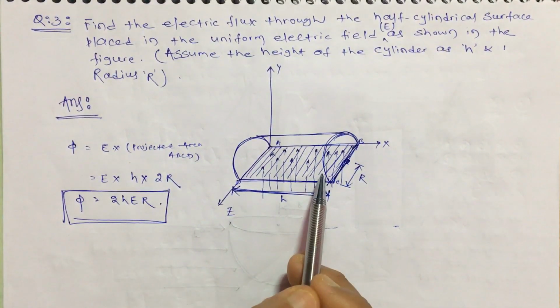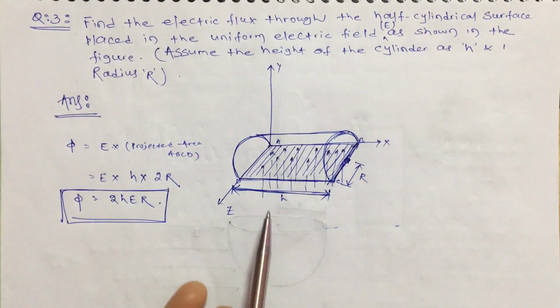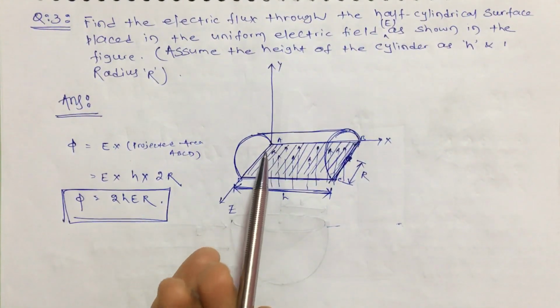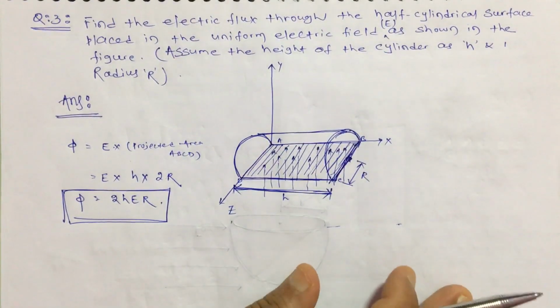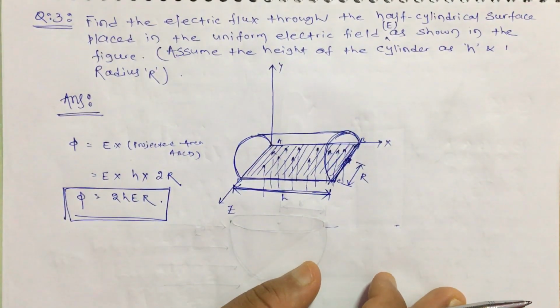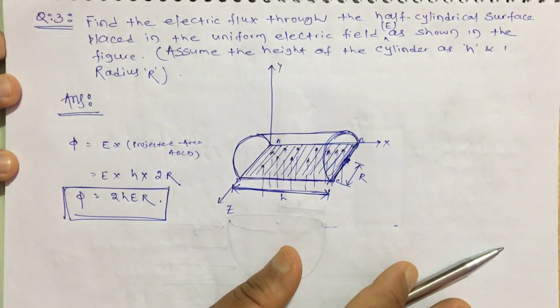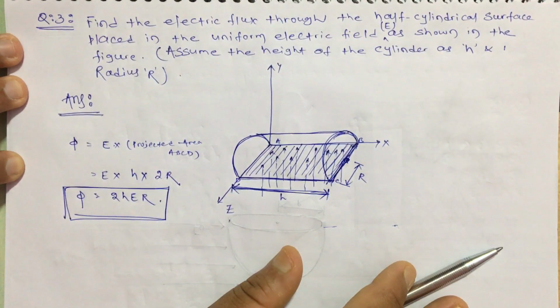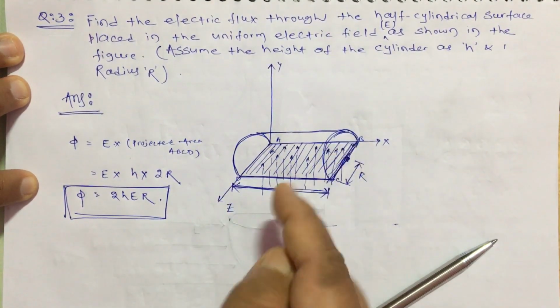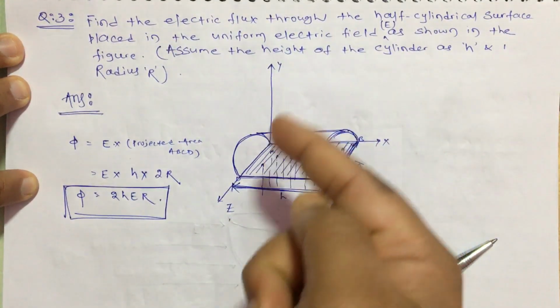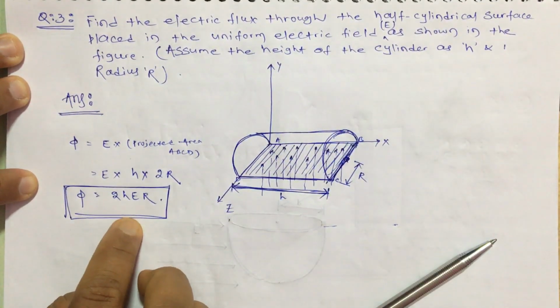But again, if the question is what is the total flux through this half cylinder, the answer is 0, because whatever flux is entering through this flat surface, the same flux is coming out through the curved surface. So, if someone is asking you what is the net flux through this half cylinder, then the answer is going to be 0. But if someone is asking you what is the flux passing through this flat surface, or the flux passing through this curved surface, the answer is going to be this much, okay.